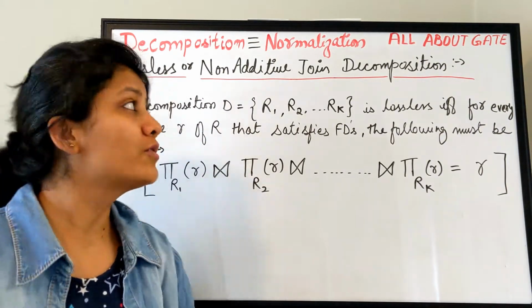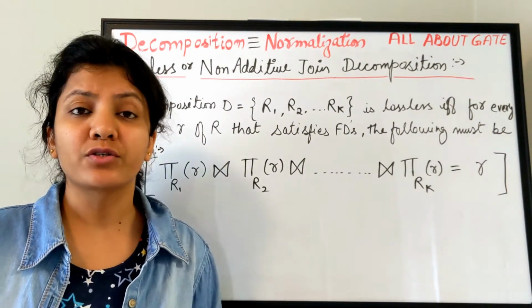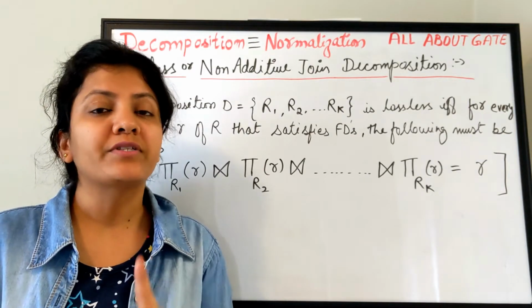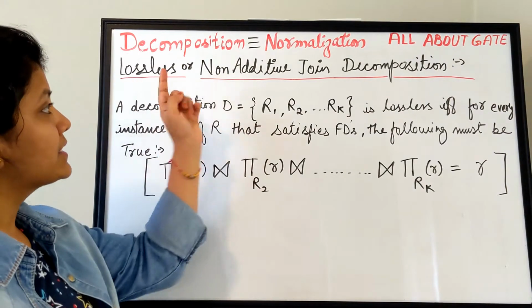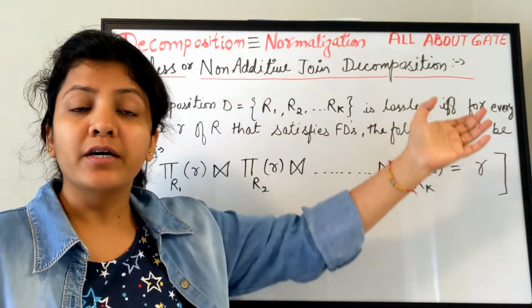We talk all about the GATE exam, and we are studying DBMS, in particular normalization. We started discussing decomposition. So this is where we are going to start with the very first property of decomposition, that is the lossless join, also known as the non-additive join property.